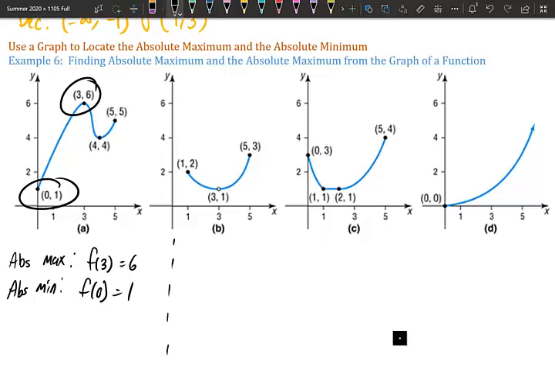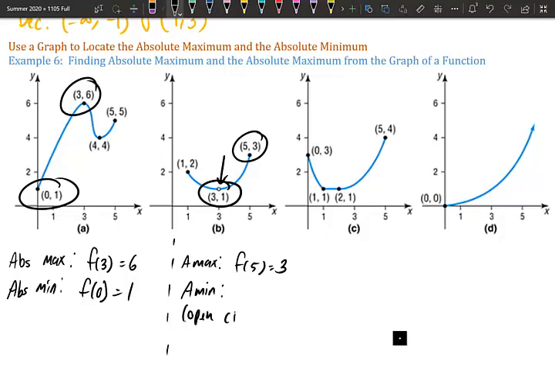Alright, so for b, we do our maximum. So our absolute max, that's the highest point, it's (5, 3). So f of 5 equals 3. And our absolute minimum, that's still the lowest point, but you see how it's an open circle? So since it's an open circle, we don't have a minimum. That means this graph will never have a minimum. It doesn't have a smallest point.